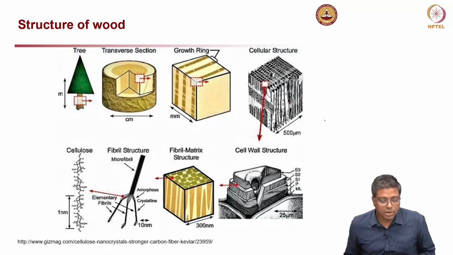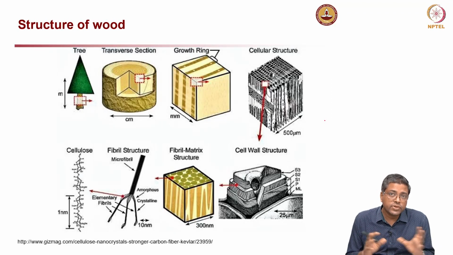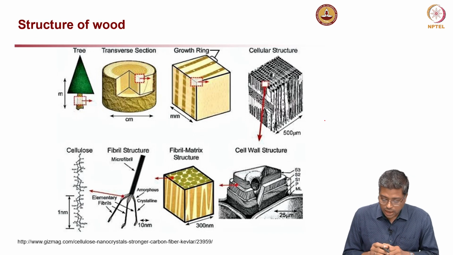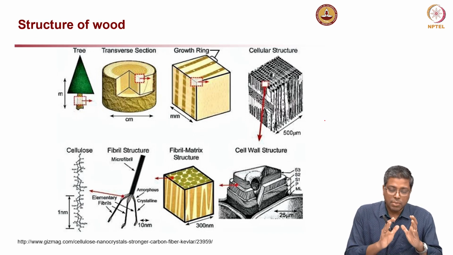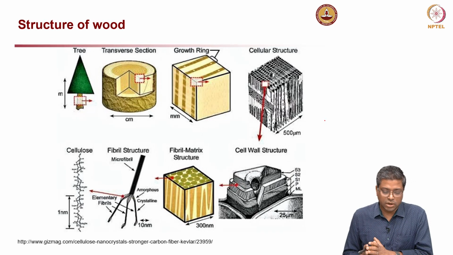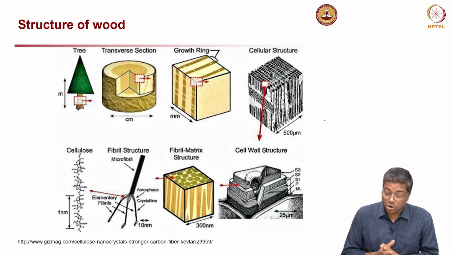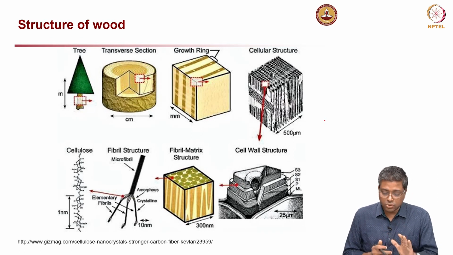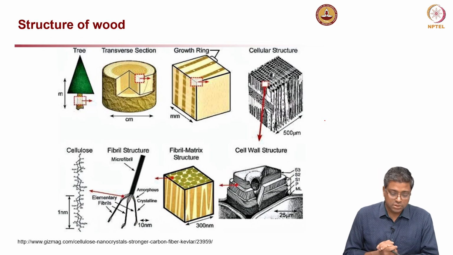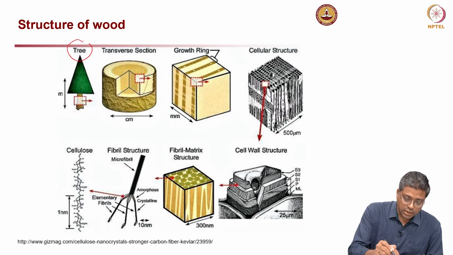So, this is the chemical composition. Now, look at the physical structure of wood. As we will start from macro level to micro level, that means from the top left of the screen to the bottom right of the screen. So, let us see a tree.